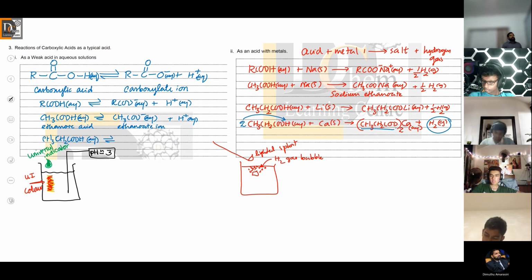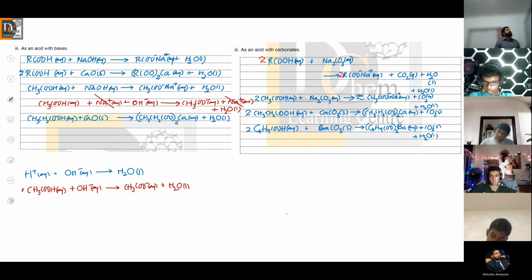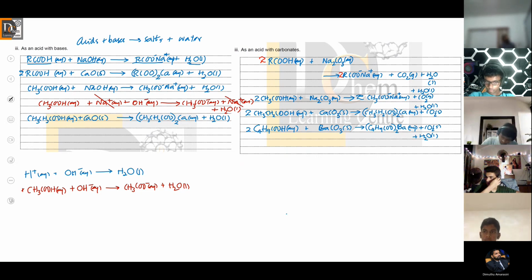Right. Then here we go, the next set of reactions. Here I have already put the reaction. Now you know that acids and bases give you what? Salts and water. So it's the same reaction as in the previous case, right? When carboxylic acid reacts with sodium hydroxide, you get sodium carboxylate and water. Have a look at this. Since the reactions are written, I'm going to speed this up.